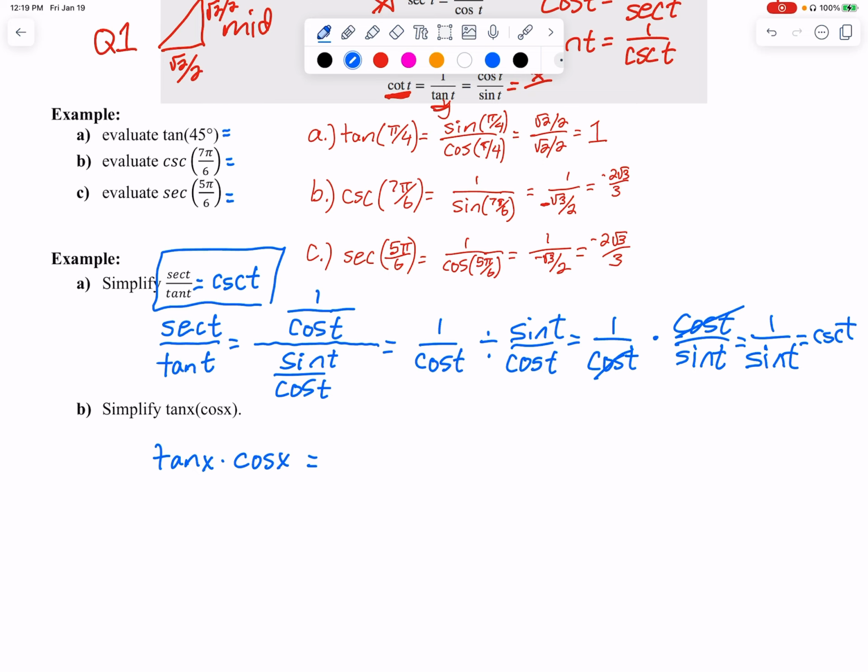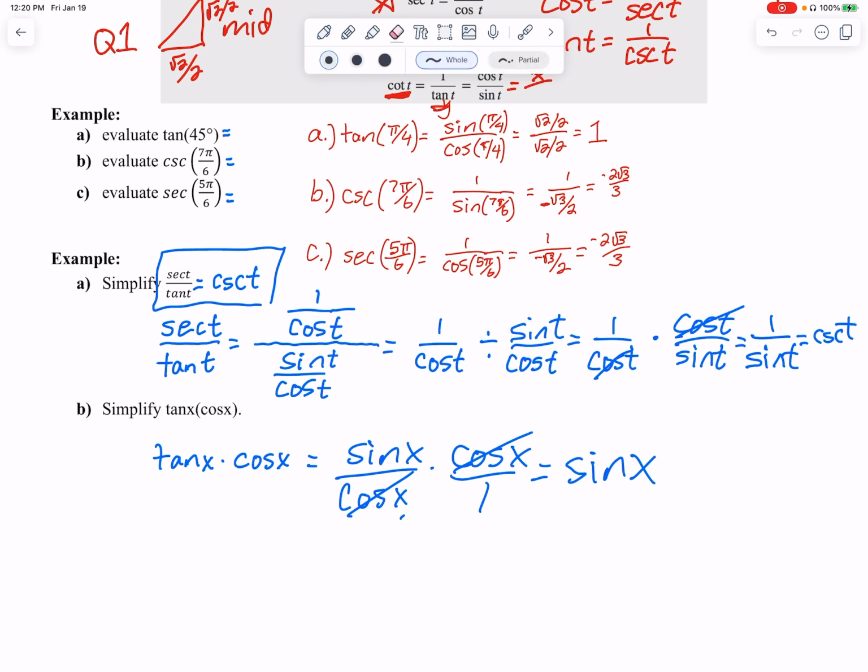The next one: tangent times cosine. I'm going to write their definitions. Tangent is sine over cosine. And then I'm going to change this cosine to cosine x over 1. The cosines cancel, leaving me with sine x. So that whole thing is equal to sine x.